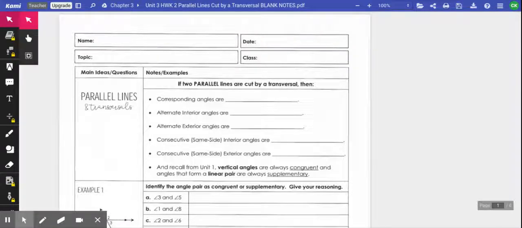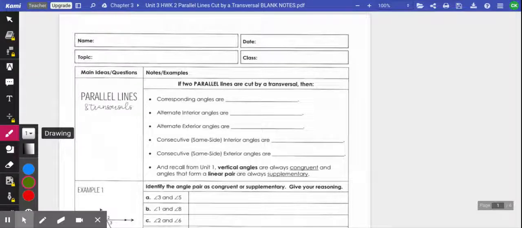This video here we're going to be looking at parallel lines that are cut by a transversal and what happens to them. So from that activity, what you should have seen was that if I have two parallel lines that are cut by a transversal, then the corresponding angles are congruent.